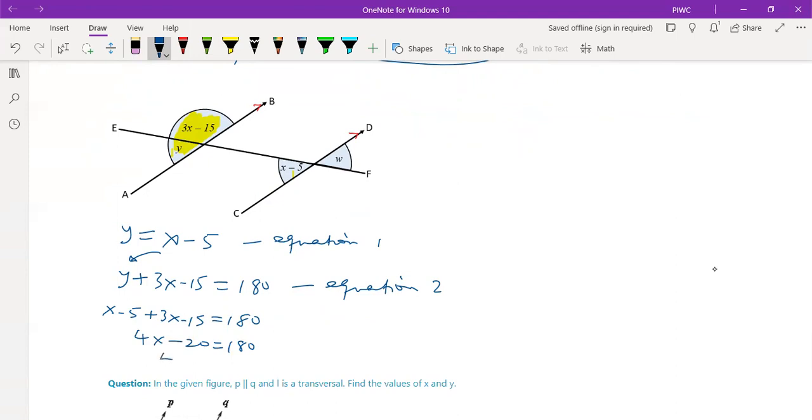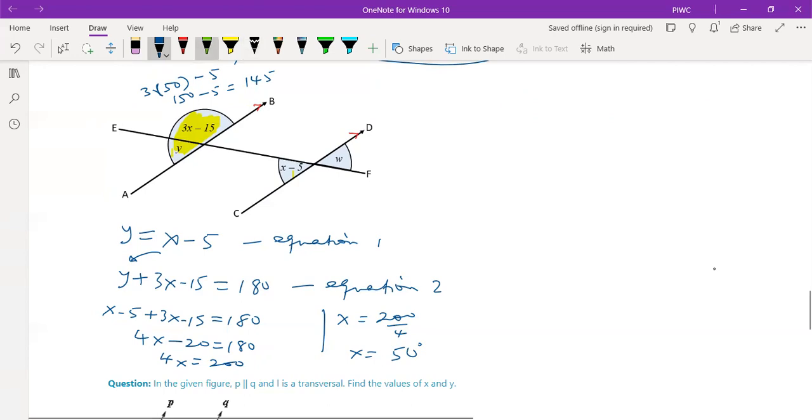All right. So 4x will be equal to 180 plus 20. If you move the negative 20 to the opposite side of the equal sign, it becomes plus. So 180 plus 20 is 200. So x will be equal to 200 divided by 4, which is 50 degrees. If x is 50 degrees, what will be this angle? This angle will be 3 times x, 3 times 50 is 150, minus 15, which gives us 145. So the angle here is 145 degrees.